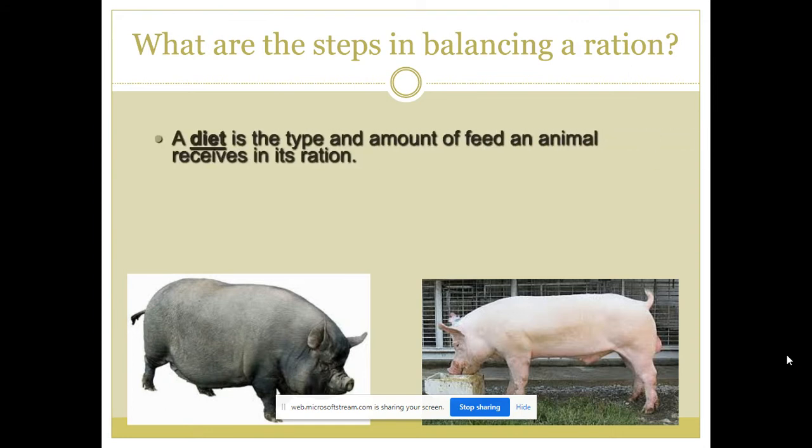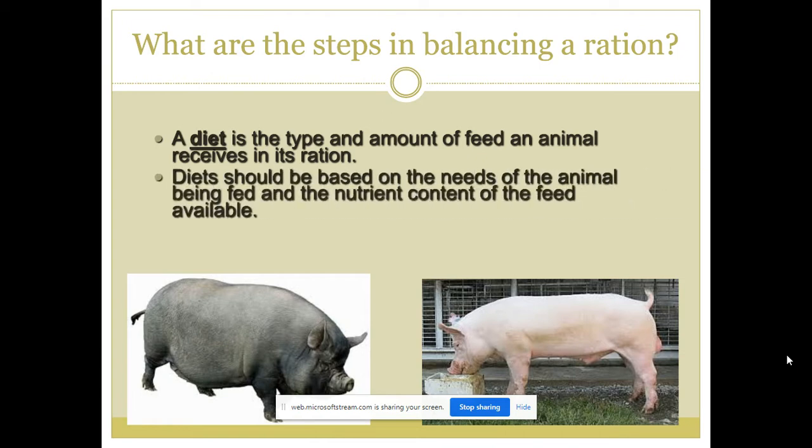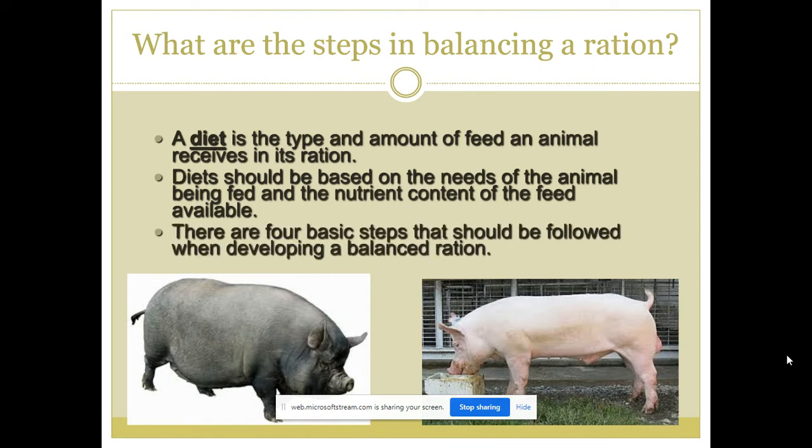A diet is the next thing, and it's the type and amount of feed an animal receives in its ration, and it should be based on the needs of the animal being fed and the nutrient content of the feed available.